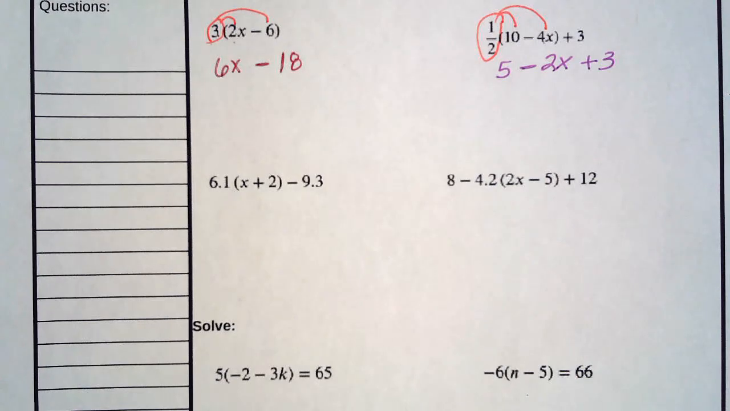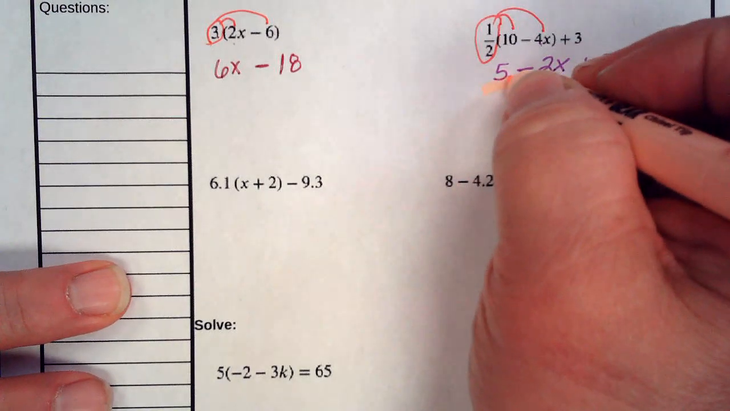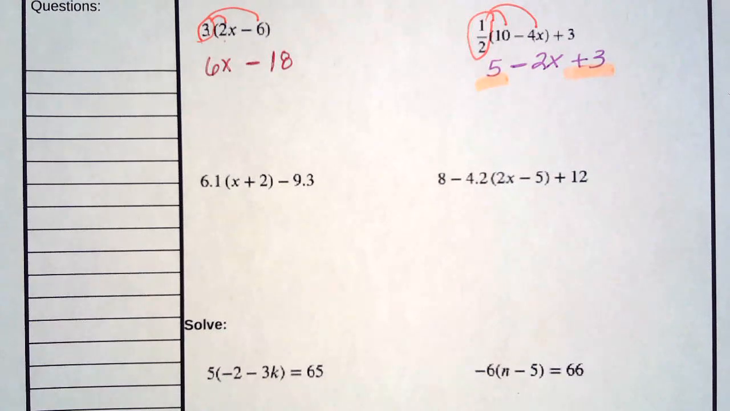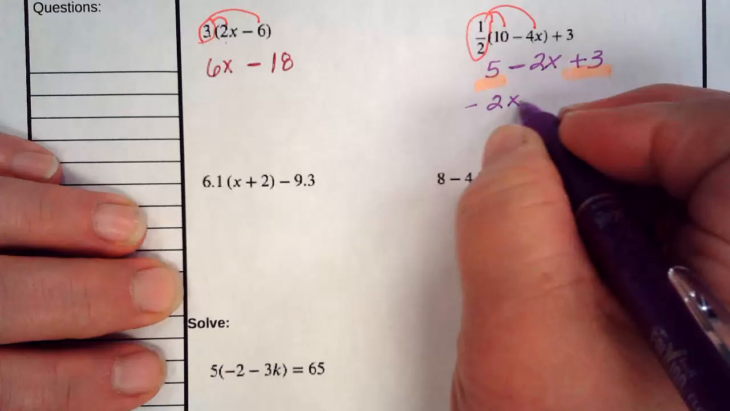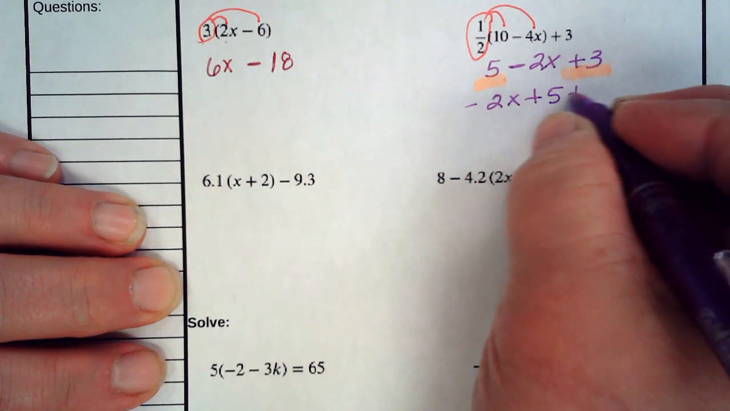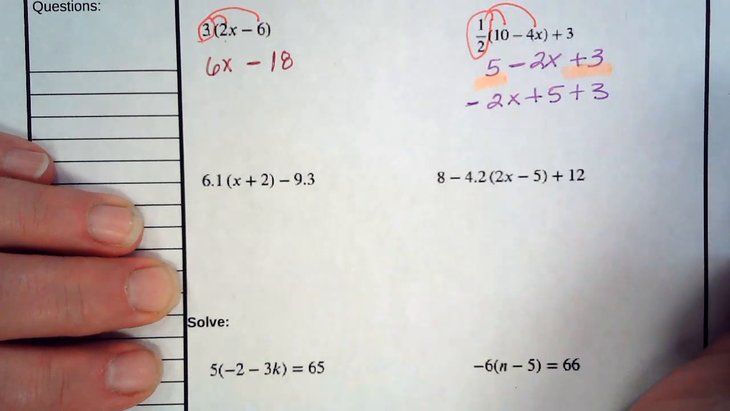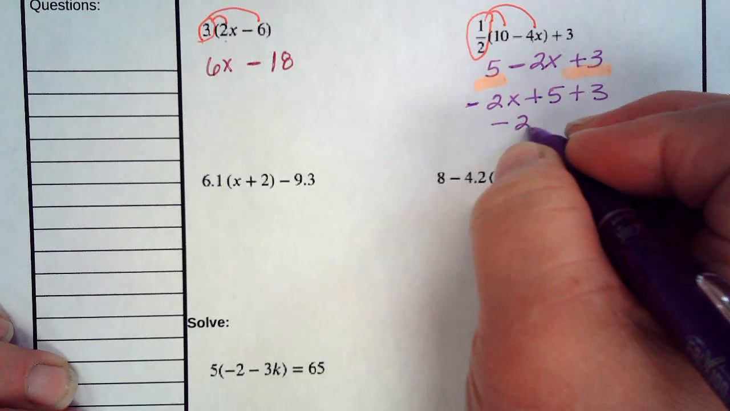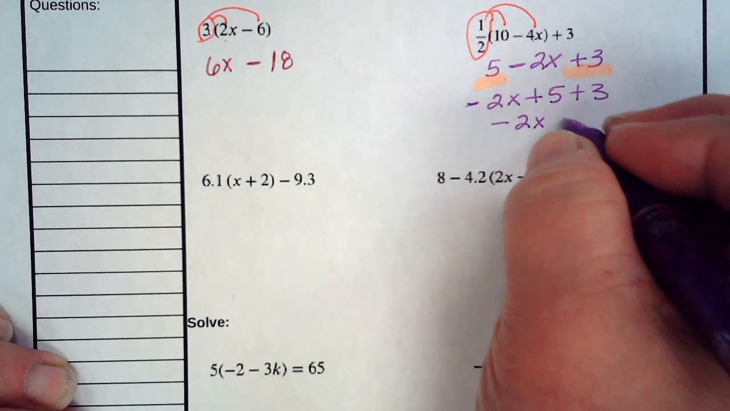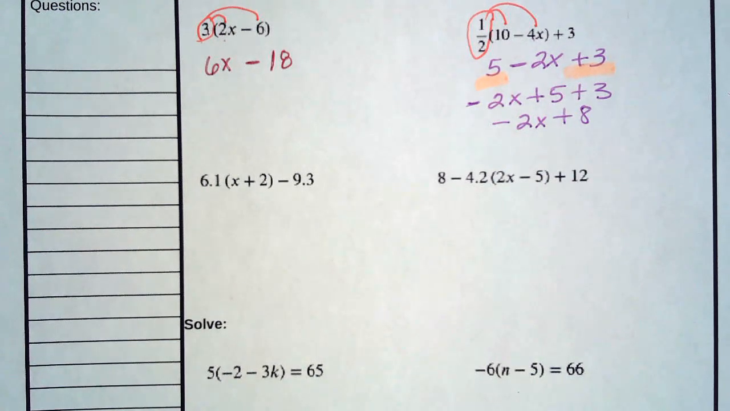Now, I've got numbers, and I do have one variable. So, negative 2x plus 5 plus 3. I rearranged it. Negative 2x, 5 plus 3 is 8, plus 8. Any questions? If you're still struggling, back the video up.